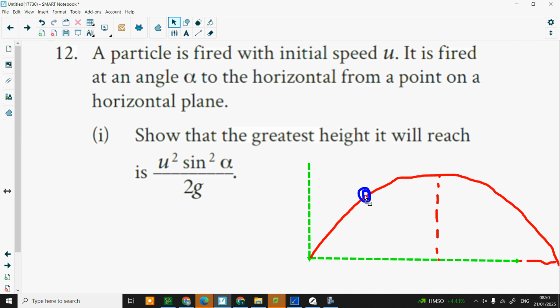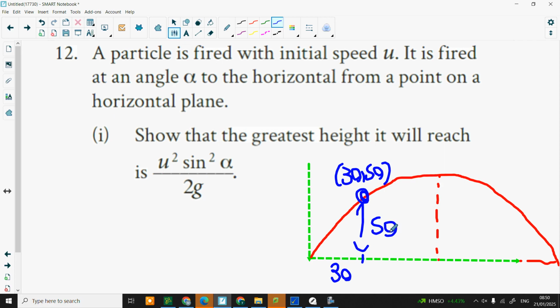Now, I'm just going to make up a random point. What does this point mean? 30, 50. What does that mean? 30 meters across, 50 meters in the air. Otherwise known as Sx and Sy. We're graphing your distance along the x and your distance along the y at any point in time. You all cool with that?